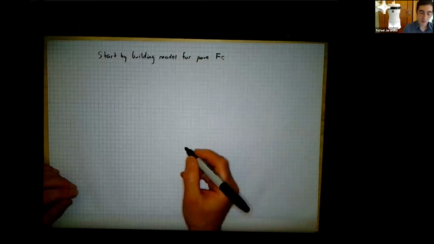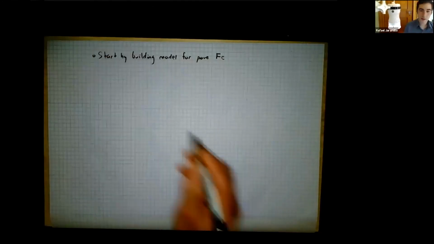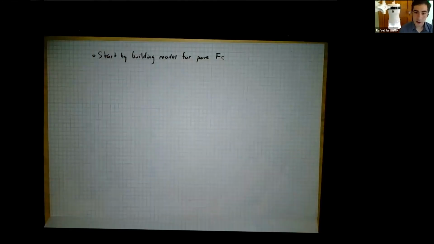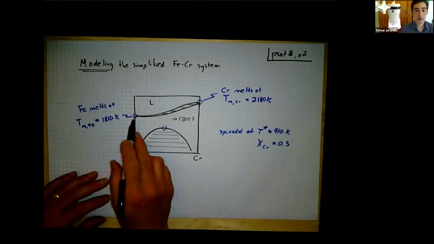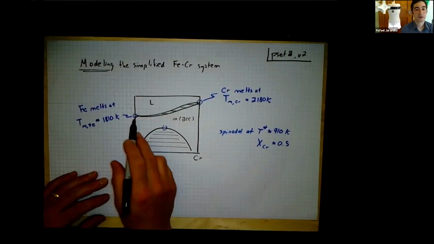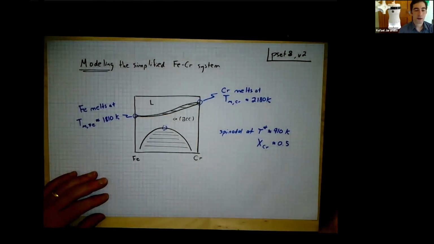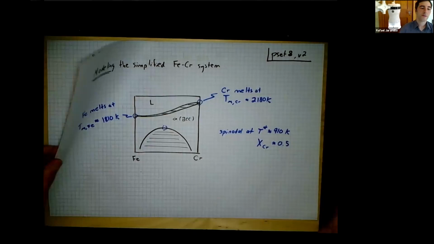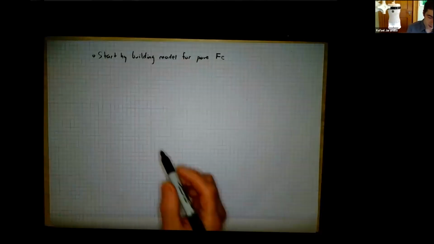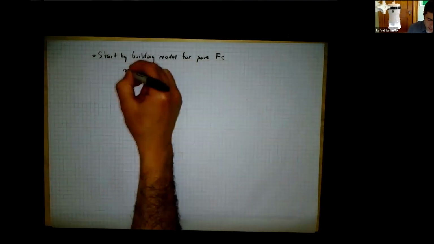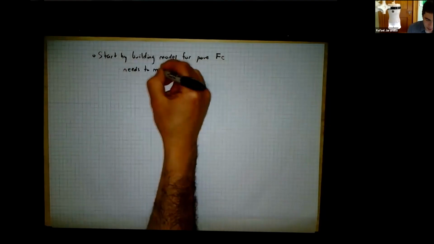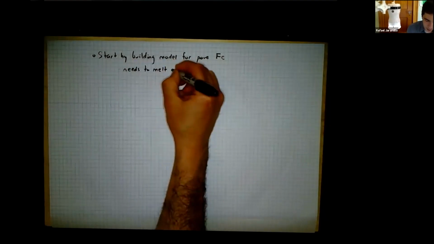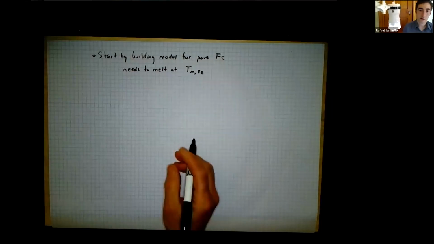And so what does pure iron need to do? Pure iron needs to melt at 1810 Kelvin, right? That's how pure iron should behave. So we need our model to capture that. We need our model to capture melting at 1810 Kelvin. All right, so what do we need for that? Needs to melt at T melt of iron.